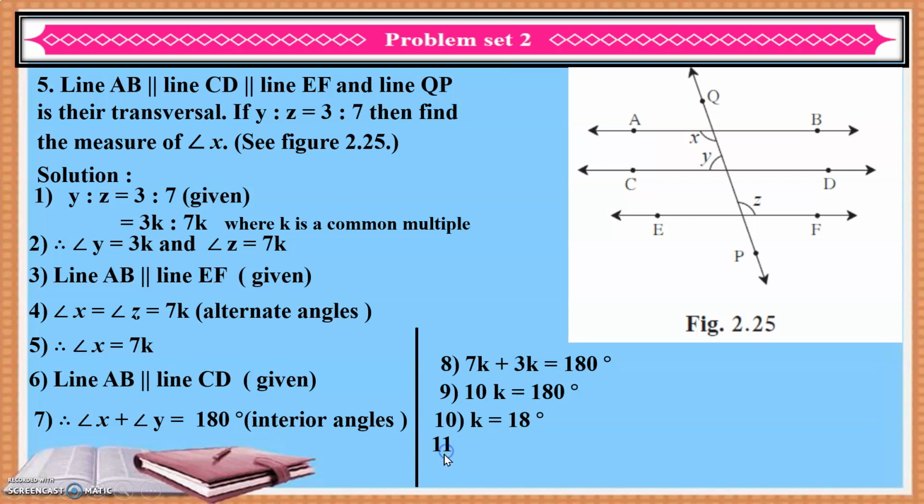And hence we will find the value of X. Angle X is equal to 7K equal to 7 multiplied by 18, which is equal to 126 degrees. So therefore we write the final statement that angle X is equal to 126 degrees. Hope this is clear. Let's go to the next sum.